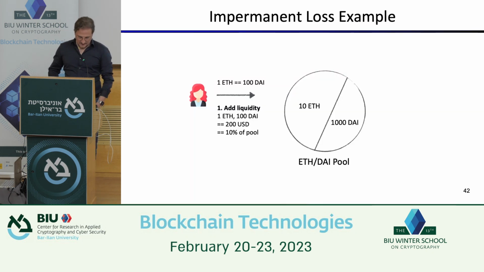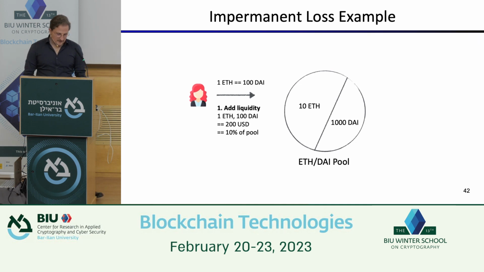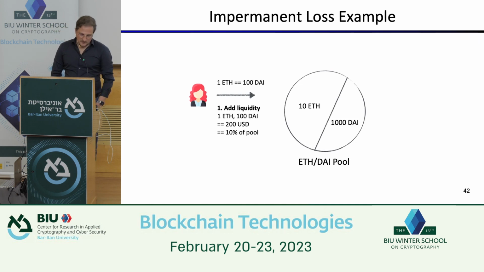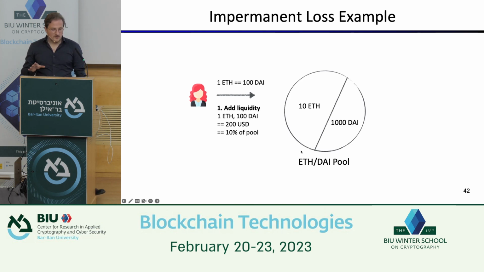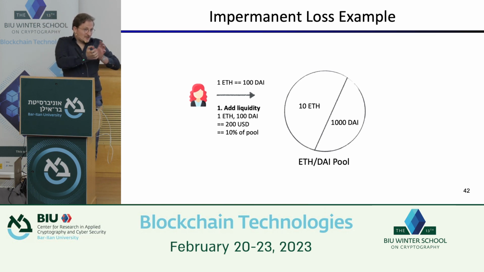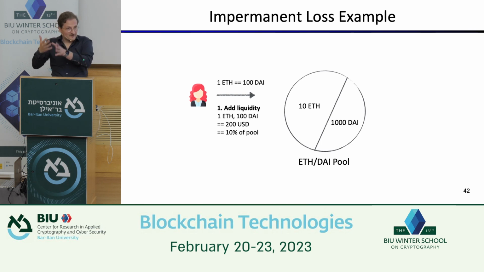Let's say we have an example here. Alice is a liquidity provider. She adds to the pool 1 ETH and 100 DAI, which at that point in time is worth $200, and which would represent 10% of the pool, right? So let's assume this is the state after Alice added the liquidity. She owns 10% of this pool. So this also means she has LP tokens that represent a 10% share of that pool.